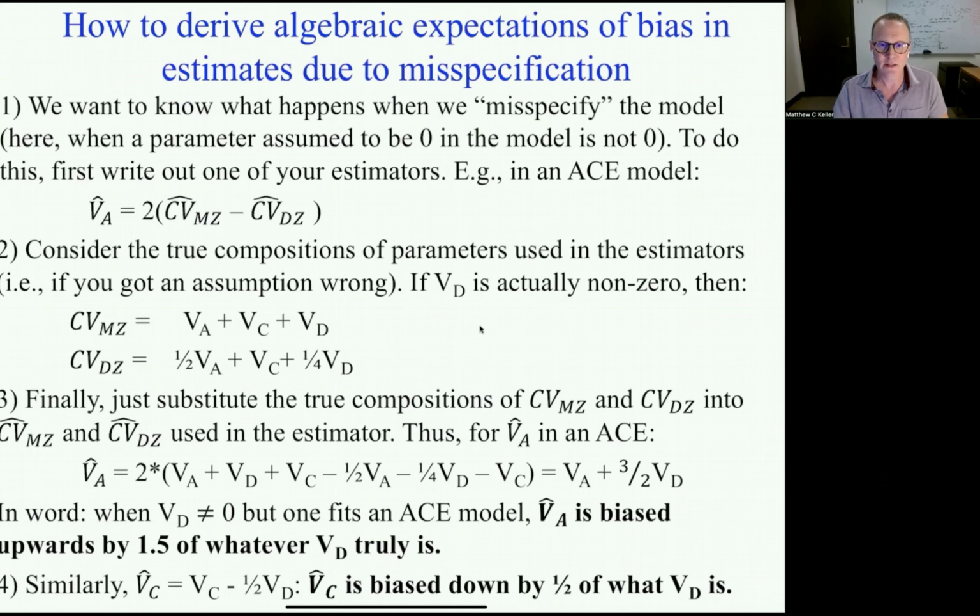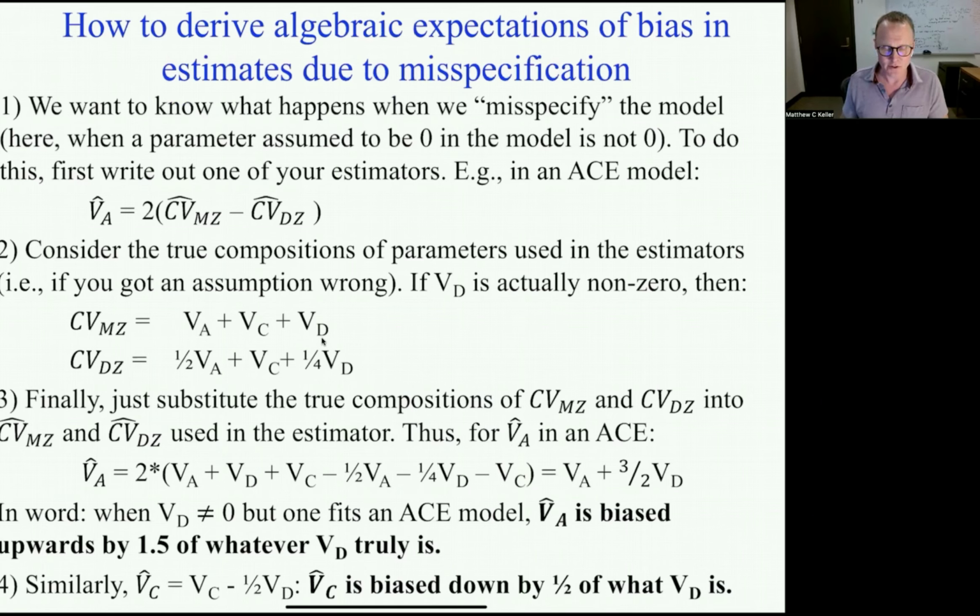So if VD is actually non-zero, then the true composition of covariance MZ is equal to VA plus VC plus VD. And the true composition of covariance DZ is equal to half VA plus VC plus a quarter VD. And then finally, we just substitute the true compositions of covariance MZ and covariance DZ into the estimated covariances used in the estimator.